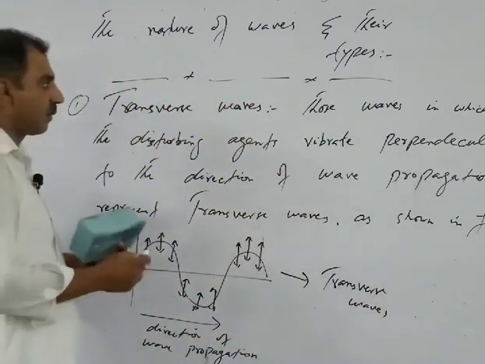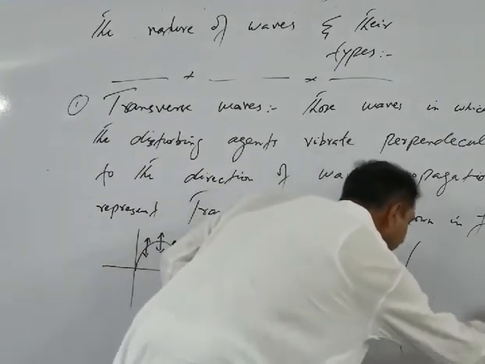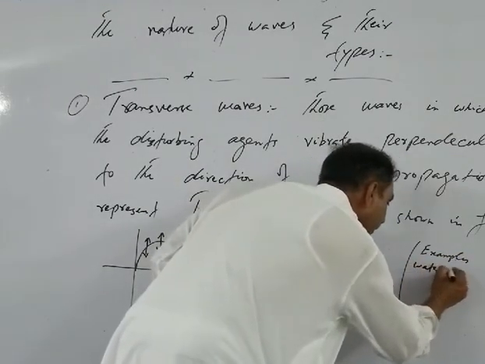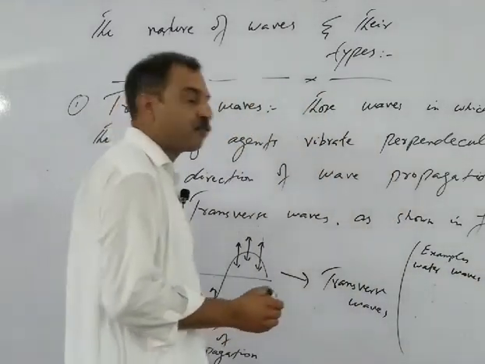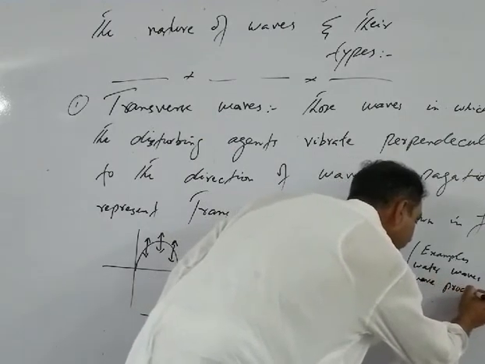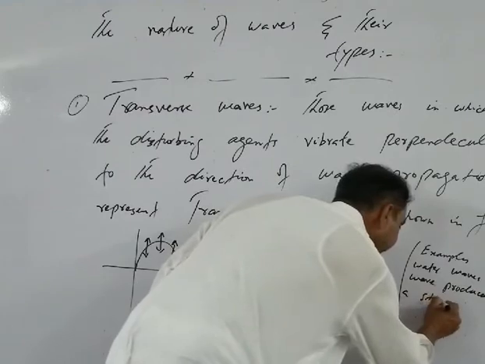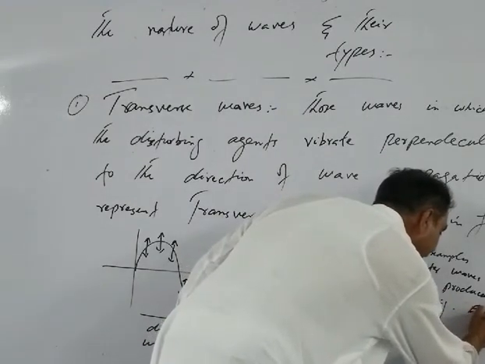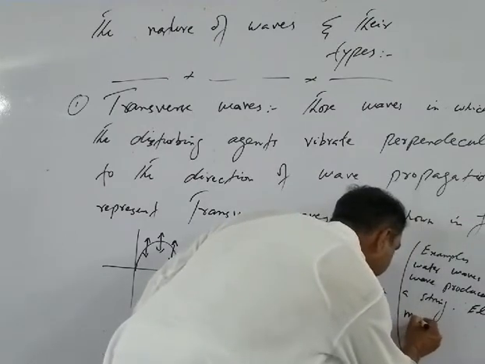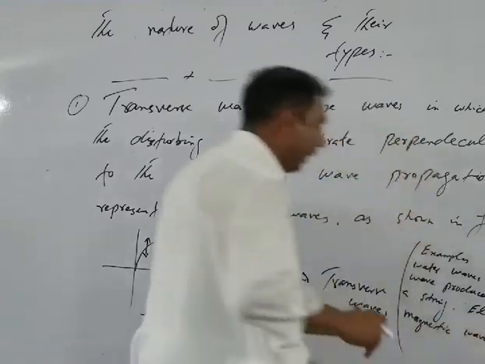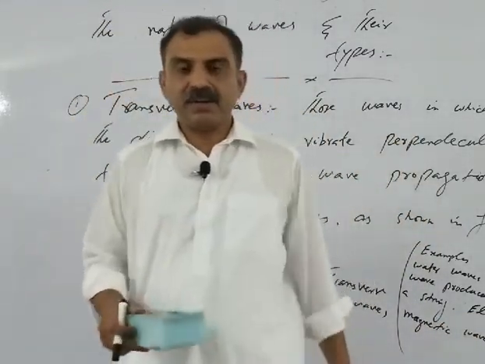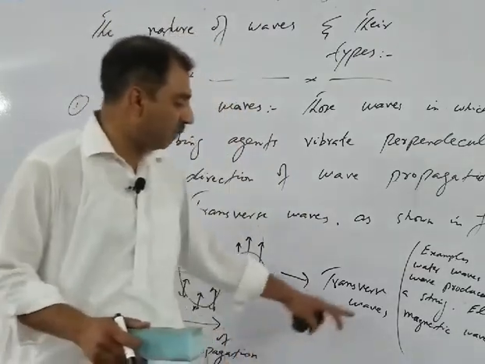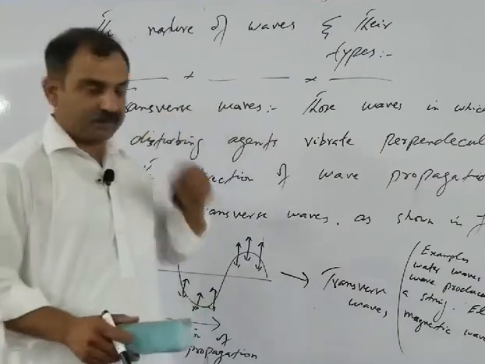What are the examples? Examples: water waves, wave produced in a string. Also, electromagnetic waves. Electromagnetic waves mean sunlight, any light, your mobile waves, radio waves, telecommunication waves, these all are transverse waves. They belong to transverse waves.